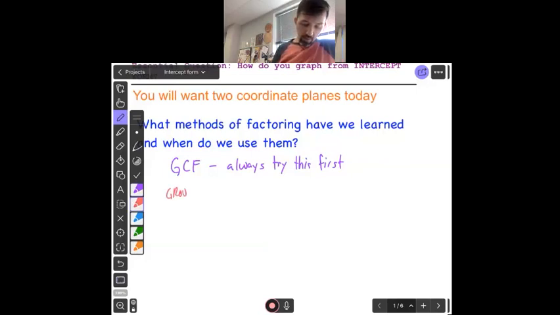What happened when we couldn't find a GCF? Was there still a way to factor it? And when we were able to do that was only when there's 4 terms. So we could break the problem into half.